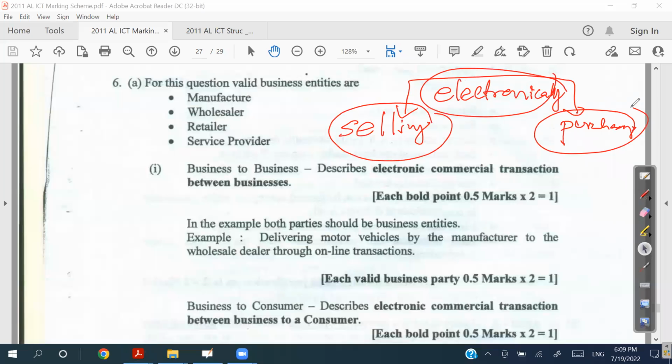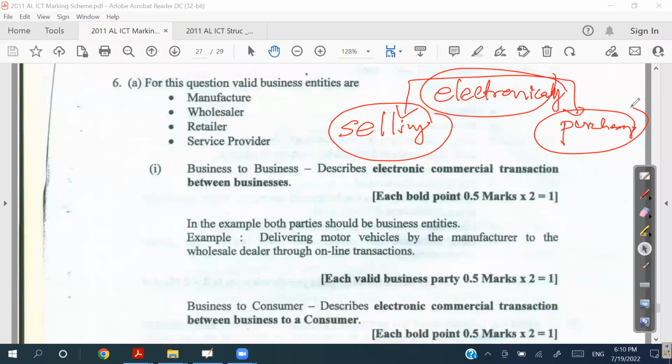A business doing a commercial transaction with another business in an electronic manner, right? So that will do the definition. If it is B2C, a business doing an electronic commercial transaction with a consumer. So business is there, one party, consumer is there, the second party. Electronic commercial transaction indicates it happens electronically, right? So that means all 3 things are satisfied. That is for the definition, right?